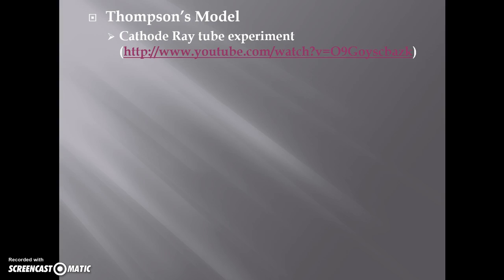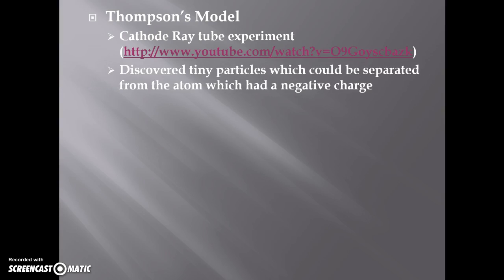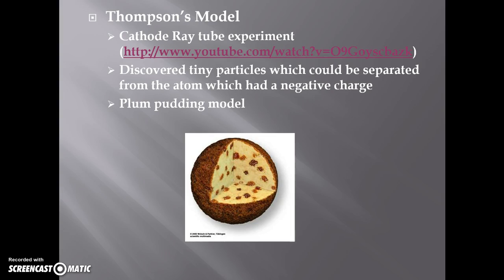And so he came to the conclusion that whatever this is made up of, it must be made up of particles that are negatively charged, because whenever you put a negative magnetic field near it, it repels, and if you put a positive magnetic field, it attracts. And so he discovered that there were tiny particles that could be separated from the atom, which had a negative charge. So now the atom can be separated. It's made up of some particles.